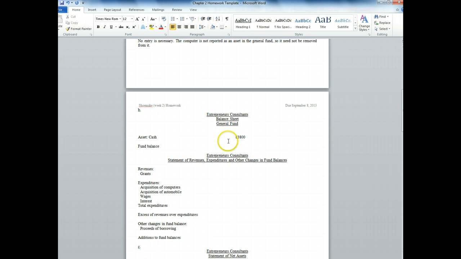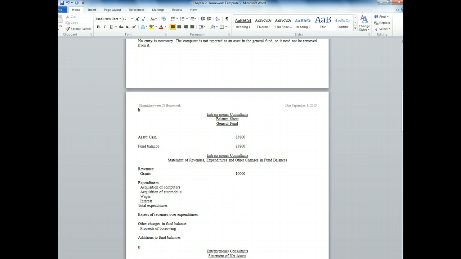What's our fund balance? Same. Same thing, 83,800. See how easy that is? Are we loving it? Now, let's do our statement of revenues, expenditures, and other changes in fund balance. How much do we have in revenues? What did we receive in revenues?